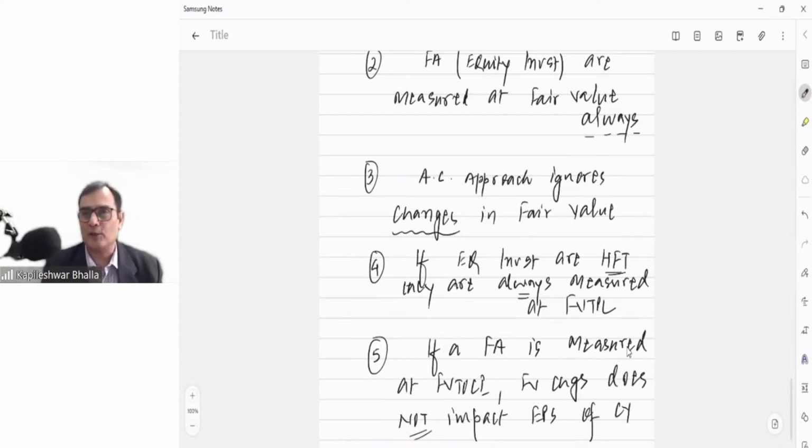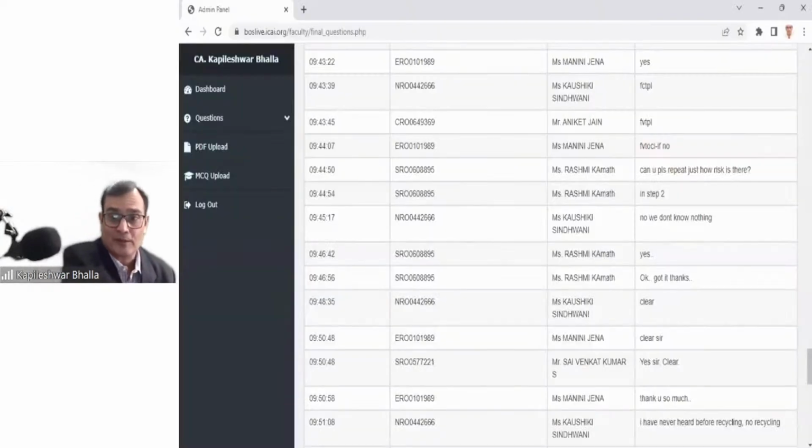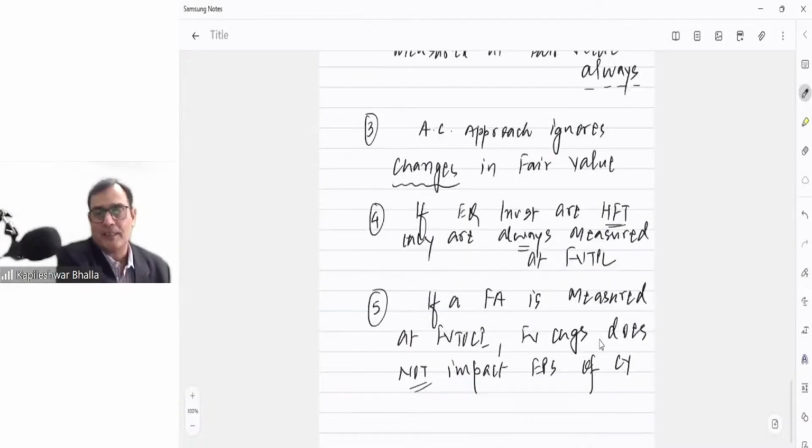Now let's take a quick recap of things. I'm pretty sure I would have already got things from you. And Kaushiki tells me, she never heard of recycling before, no recycling. Okay, not an issue. I'll give you the inputs in any case. It'll be a revision for those who know it, and a learning for those who don't. So no worries, we'll take care of everybody's interest.